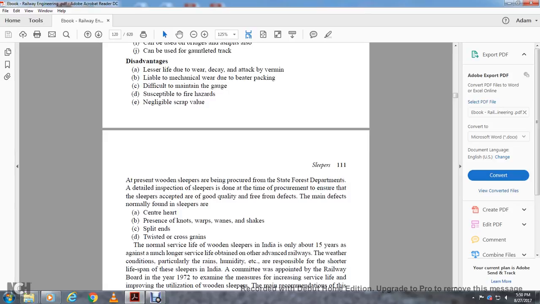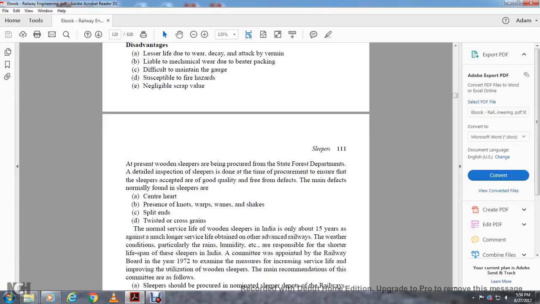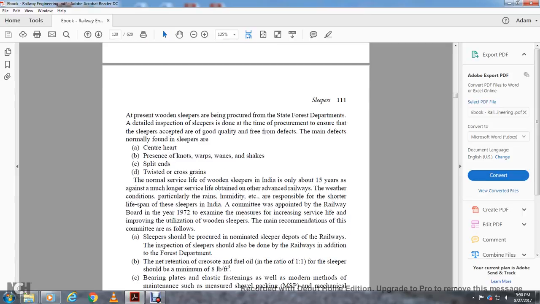A committee on sleepers in India was set up by the Railway Board in 1972 to examine measures for increasing the service life and improving utilization of wooden sleepers. The main recommendations of the committee are as follows: the sleepers should be procured from nominated sleeper depots of the railways. The inspection of sleepers should also be done by the railways, in addition to the forest department.